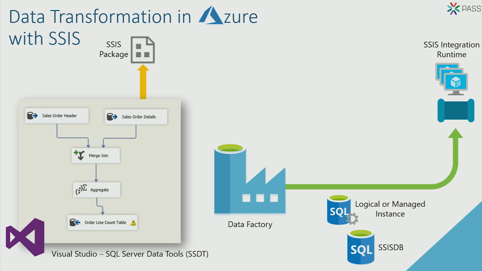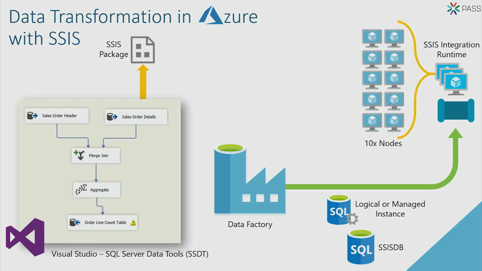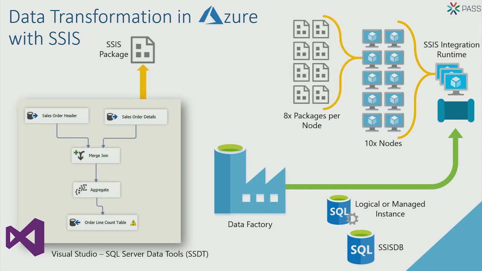SSIS package, that's fine. Now, the SSIS integration runtime can actually have 10 nodes within it, and we can run 8 packages per node. So we could potentially scale out here, but we're not really scaling out in the way that we want. We are scaling out in the sense that we can run 80 packages at once, sure, but we're not scaling out because in this scenario, only one package is only going to get an 80th of that compute.